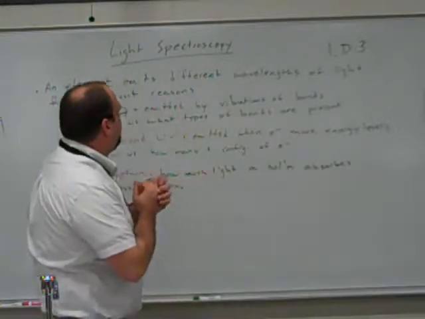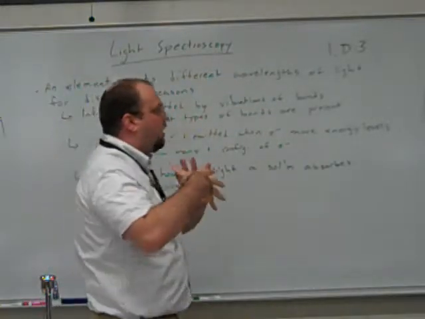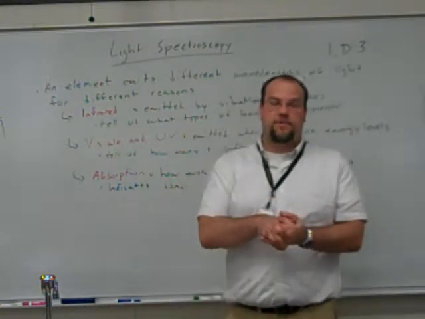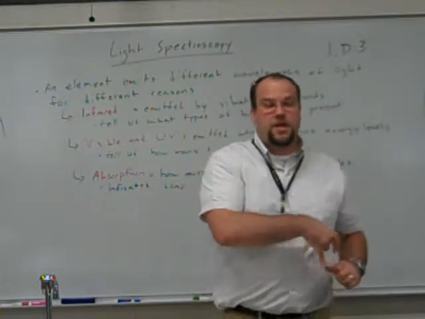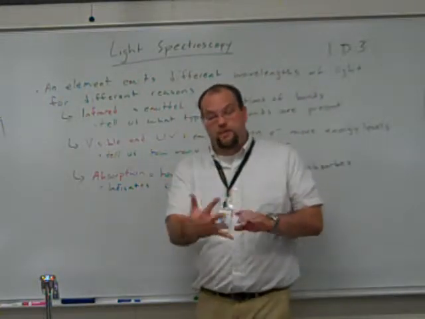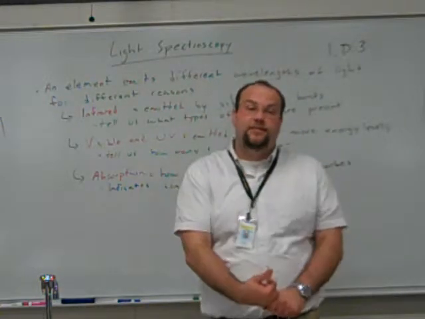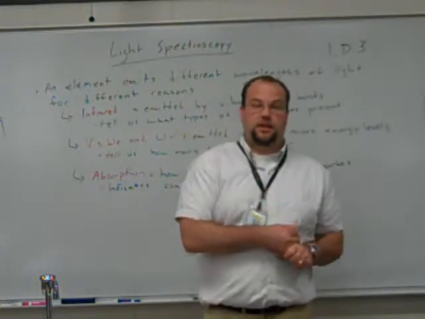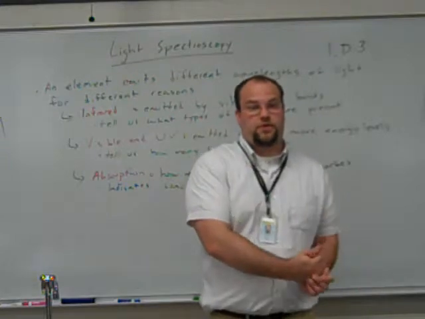Alright, so that is pretty much how we use light spectroscopy. These last couple of videos are about how we identify the inner components of the atom. We can use mass spec to determine what kind of neutrons are present in the nucleus, and we can use spectroscopy to determine what's going on with the electrons. So hopefully you're picking up on those overarching trends.